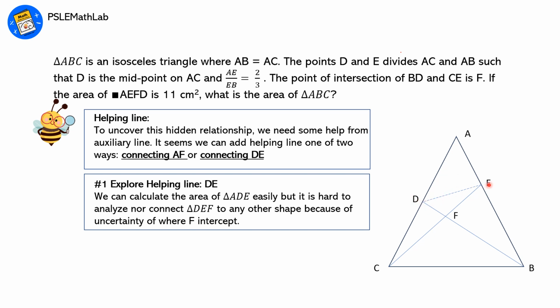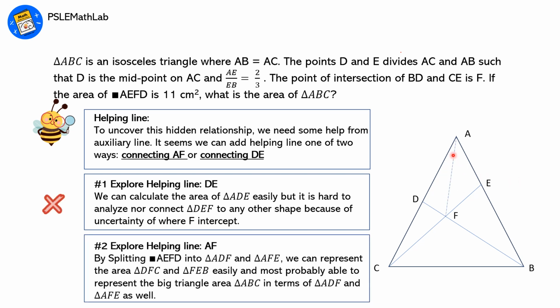When we draw DE, we can calculate the area of ADE pretty easily, just using the ratio relationship of D and E along the sides. But it's kind of hard to analyze or connect DEF to other shapes because of the uncertainty of where F intercepts. So we've hit a dead end.